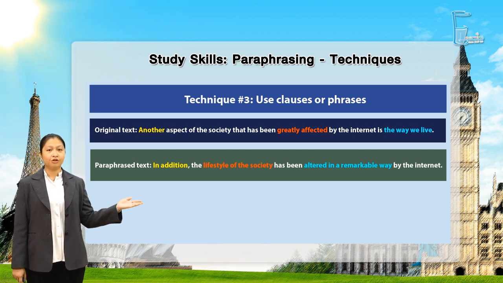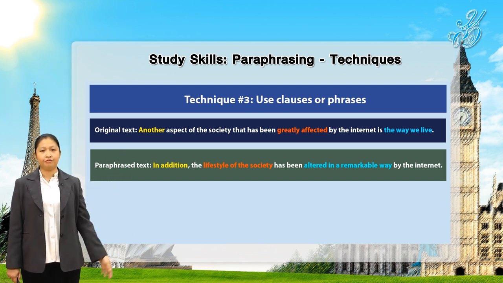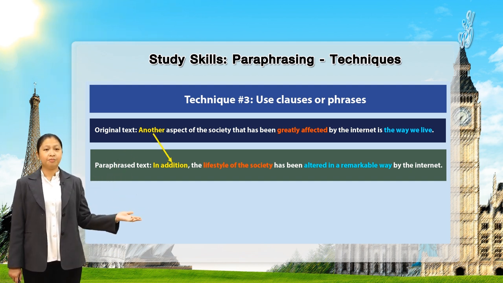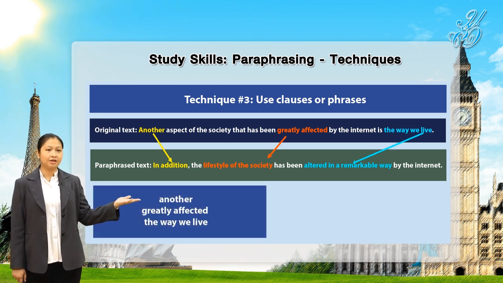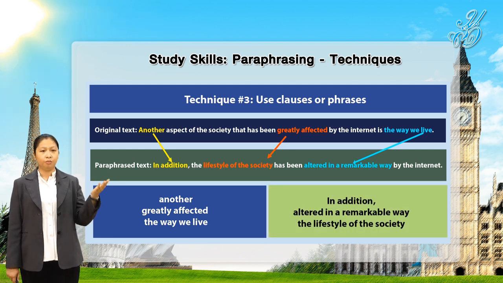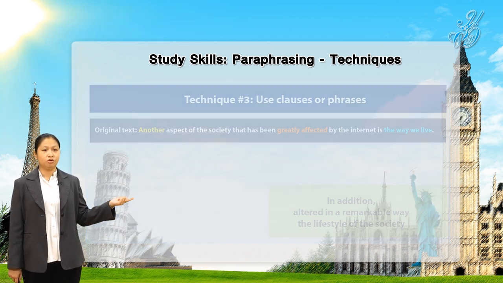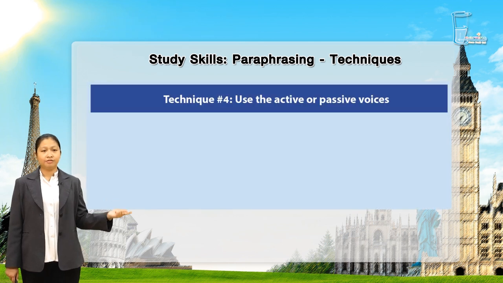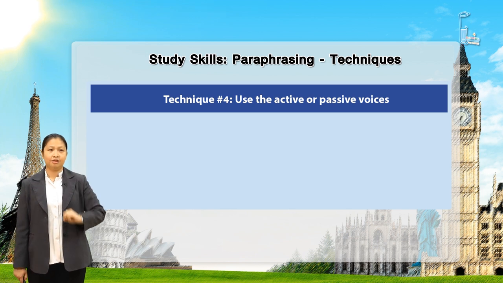What are the words or phrases that were changed from the original text to the paraphrased text? Another is replaced by in addition. The phrase greatly affected is replaced by altered in a remarkable way. And the last phrase, the way we live, is replaced by the lifestyle of the society. This is technique number 3.